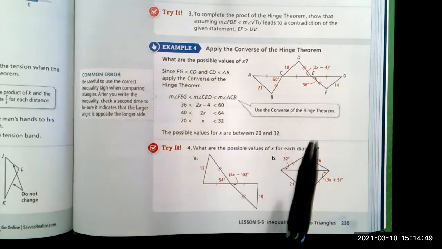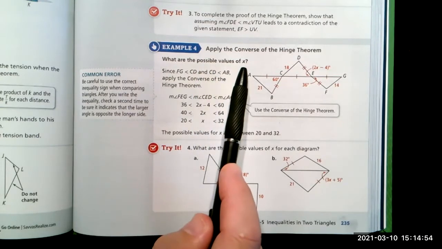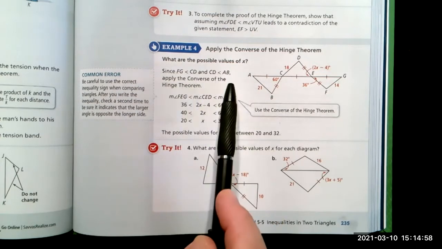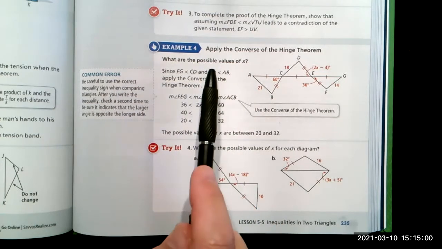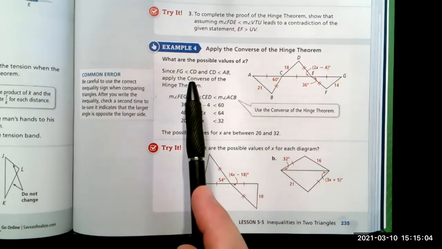So what are the possible values of x? Well, one thing you'll notice is it says possible values of x. So we're not actually finding x equals 7 or x equals -3 or whatever, right? They're going to give you a range. What we're going to find is a range of values that could possibly work.